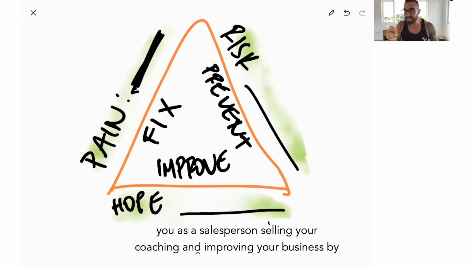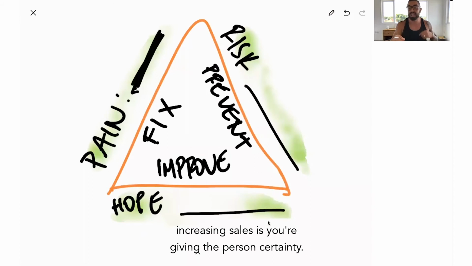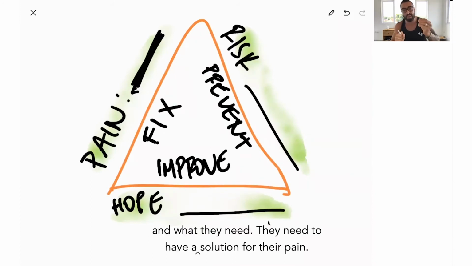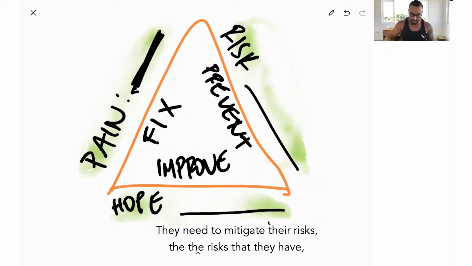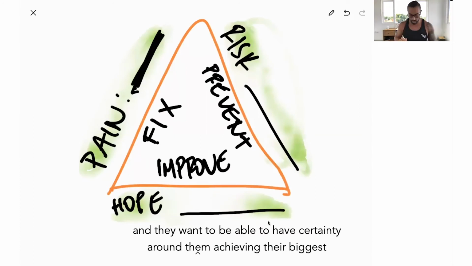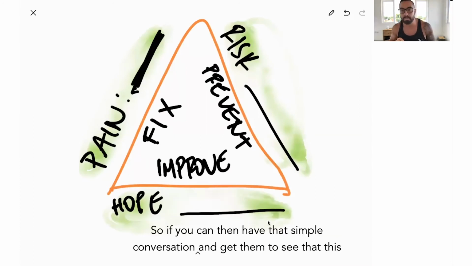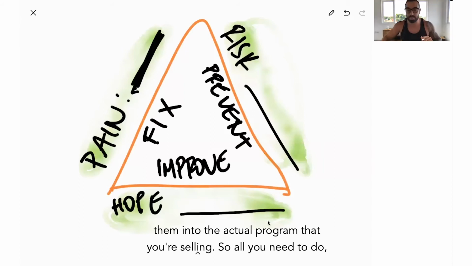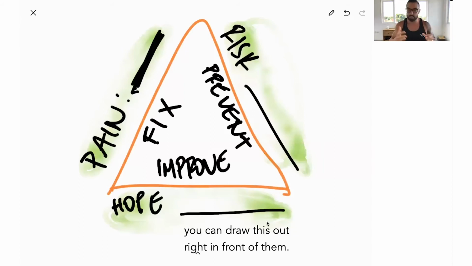Because remember, at the end of the day, as a salesperson selling your coaching and improving your business by increasing sales, you're giving the person certainty. You are now giving them clear certainty on the three critical things that you do and what they need. They need to have a solution for their pain. They need to mitigate the risk that they have, and they want certainty around achieving their biggest hope. So if you can have that simple conversation and get them to see that, this easily flows into the 6 magic pills that easily gets you to close them into the actual program that you're selling. So all you need to do, you can draw this out right in front of them.